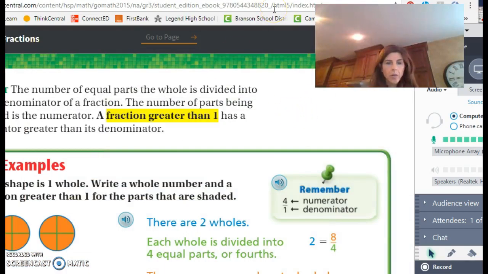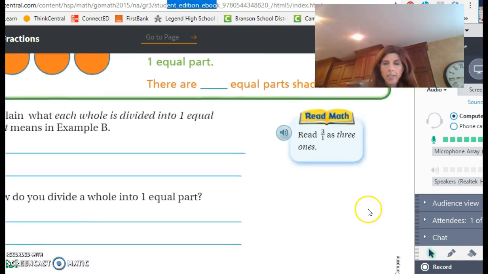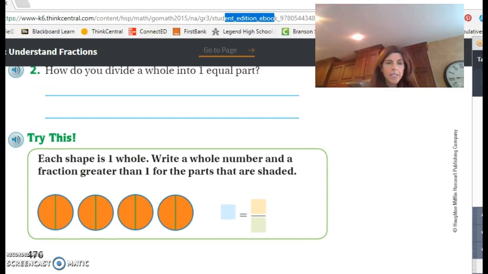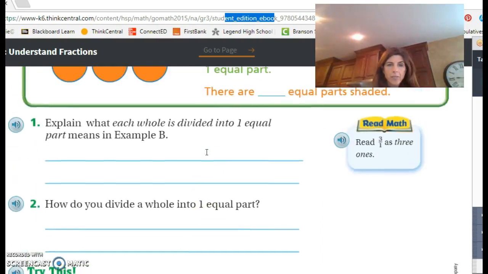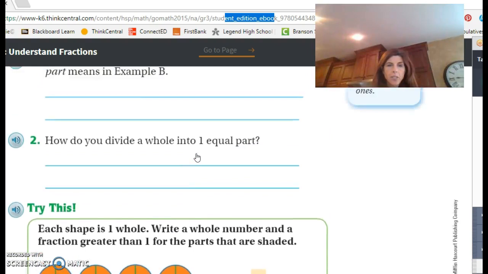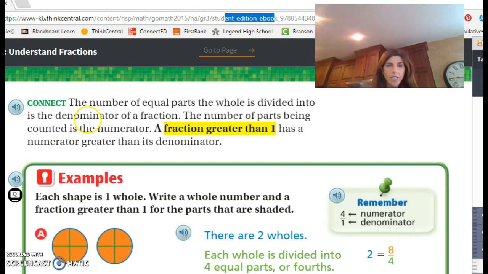All right, so we're going to go over the assignment for today, and we're going to go ahead and complete this page, and it is page 476. I'm going to scoot this over. Page 476. You can pause this video and open up to page 476 to complete it with me, and then you have to go back to 475 to complete. So we're going to take a look at this assignment here.